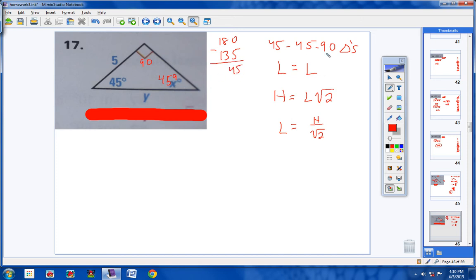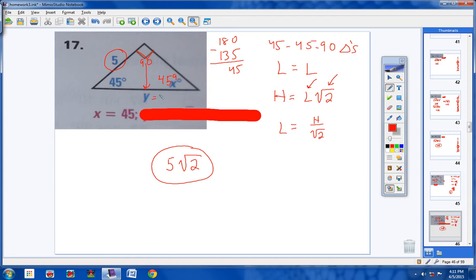Okay? Now, next, they want us to solve for y. And y, of course, is the hypotenuse. Here's your 90 degrees. Go straight across. Y is your hypotenuse. Now look right here. How do you find the hypotenuse? You take your leg and you multiply it by square root of 2. What is your leg? 5. So take your 5 and multiply it by what? Square root of 2. It's that easy, guys. So 5 square root of 2 equals your hypotenuse. Or in other words, it equals your y.